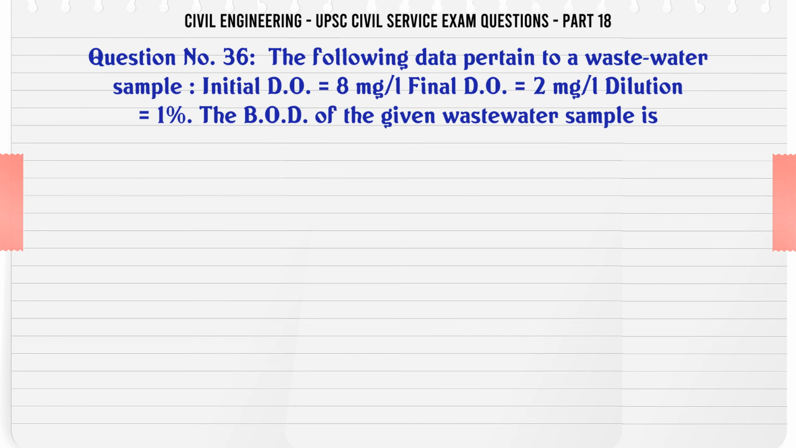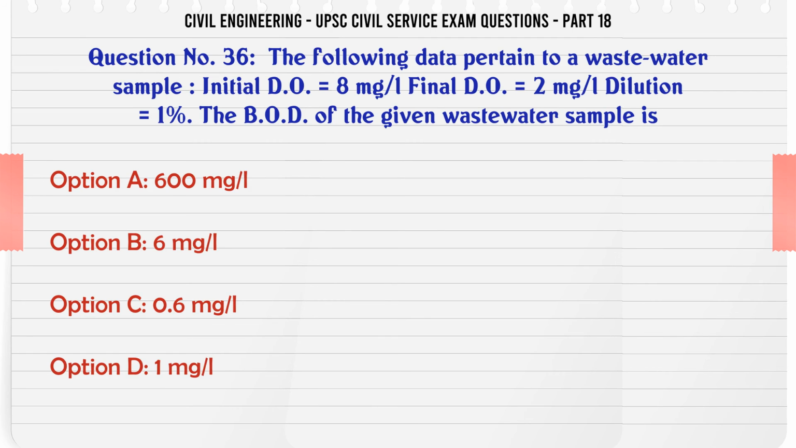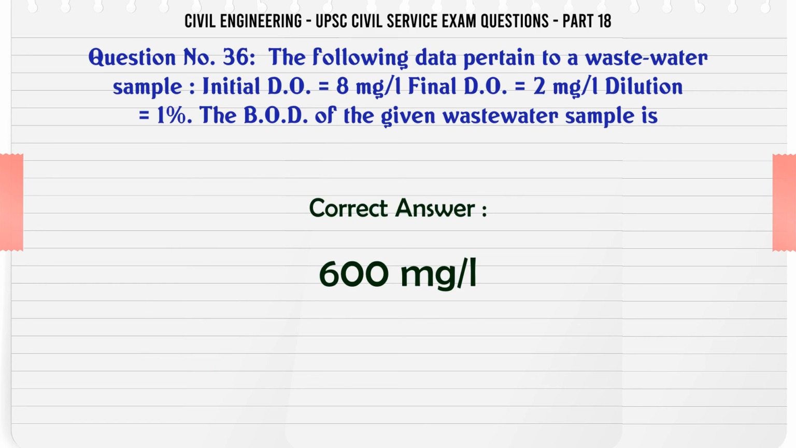The following data pertain to a wastewater sample: initial DO 8 mg/L, final DO 2 mg/L, dilution 1. The BOD of the given wastewater sample is A, 600 mg/L; B, 6 mg/L; C, 0.6 mg/L; D, 1 mg/L. The correct answer is 600 mg/L.